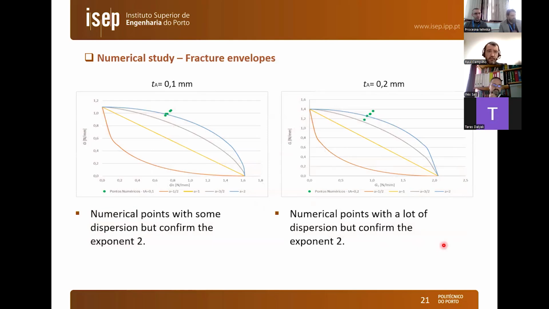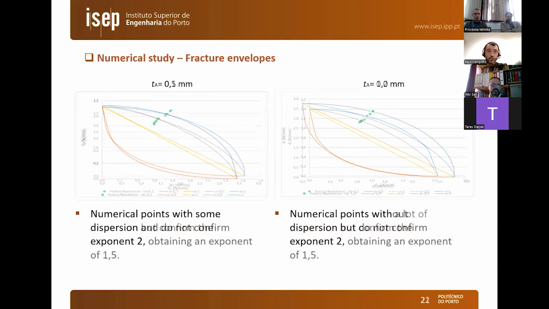These are the fracture envelopes that we obtained numerically. So in the numerical simulations, we always input the power law of 2, and ideally we should also get the power law of 2 as the result of the data analysis of the numerical data. We obtained that for a thickness of 0.1 millimeters and 0.2 millimeters, the results are agreeing with the input of an exponent of 2.